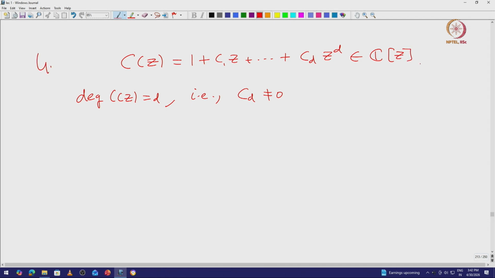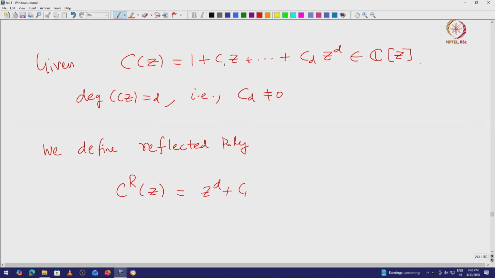So, given this polynomial, we define the reflected polynomial as follows. We define this reflected polynomial, which is denoted by C_r of z, which is exactly z^d plus c_1 z^(d-1) plus etcetera plus c_d. Note that c_d is non-zero.